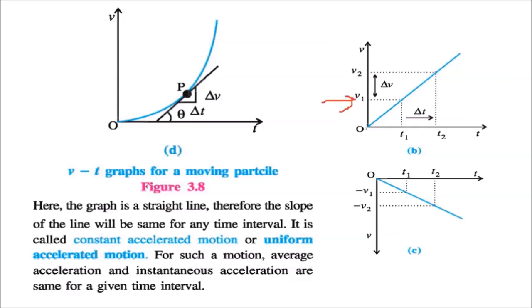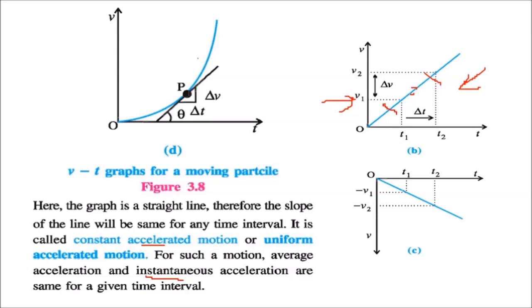Let us discuss the next one, this one. The slope is negative. Slope is nothing but this angle. It is negative, so we say that it is decelerating, and this is also a constant accelerated motion because it is a straight line. It is constant, but it is decelerating.